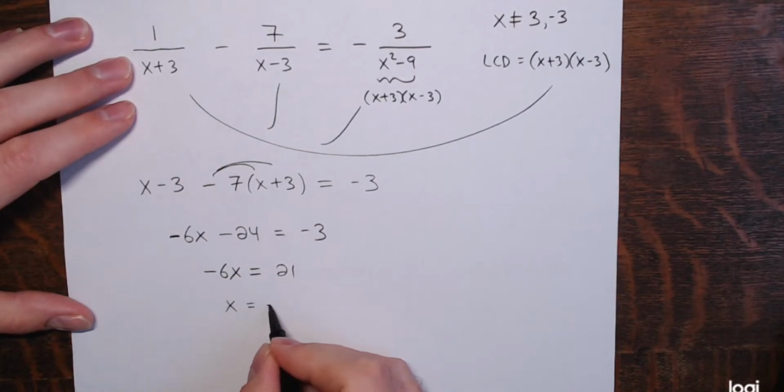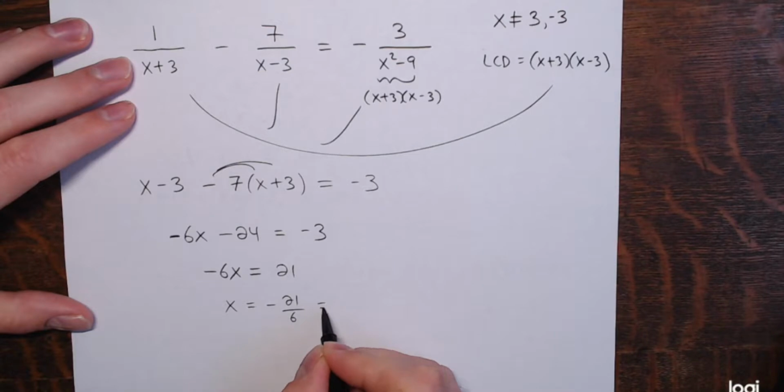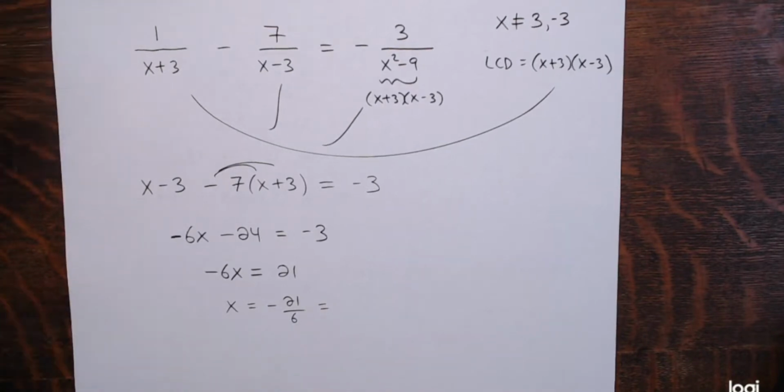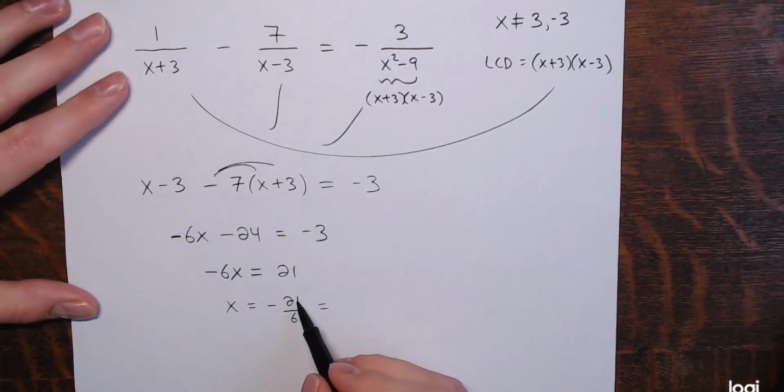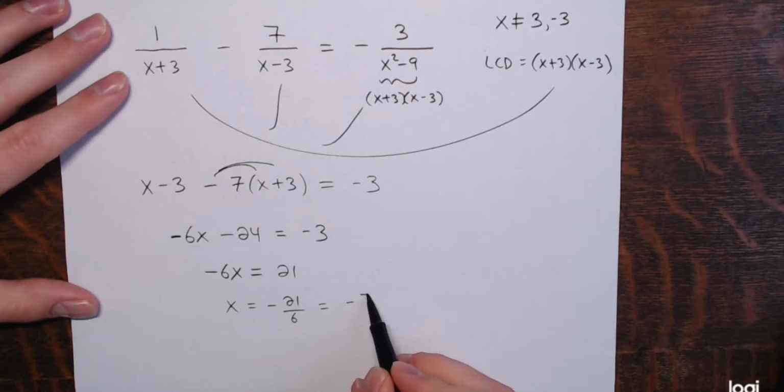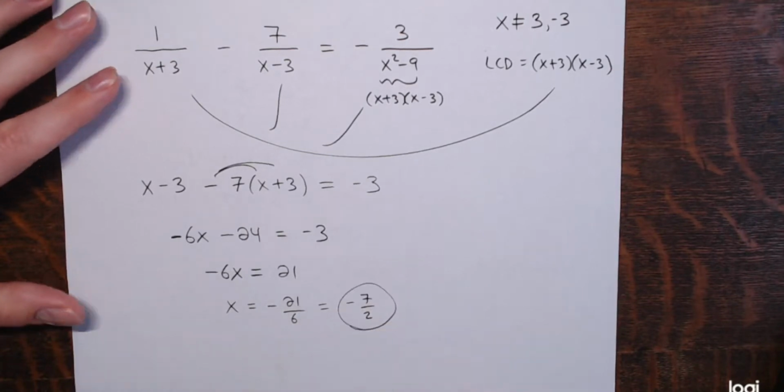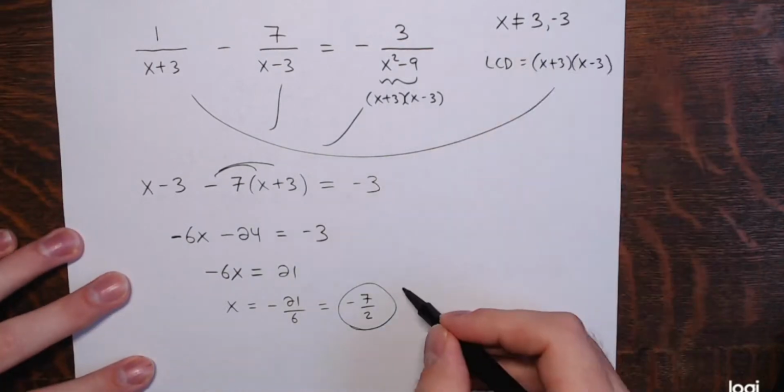That's negative 21 sixths. But this one can be simplified, right? They asked us to write a simplified fraction. Both these have a common factor of 3. If I divide each of these by 3, that's negative 7 halves. There's our solution. And that's not 3 or negative 3, so this should work.